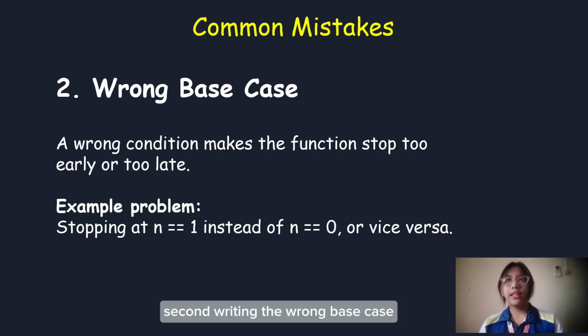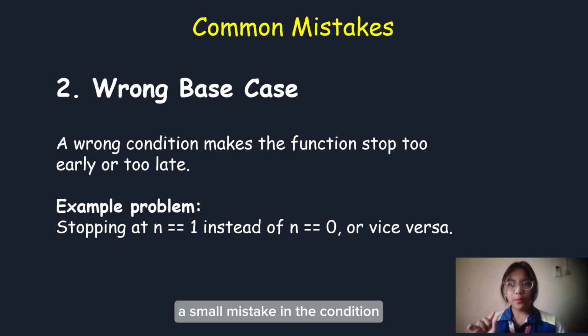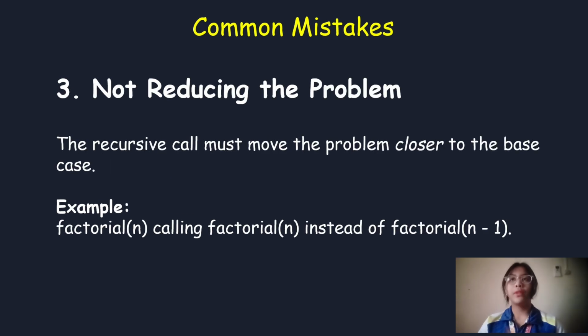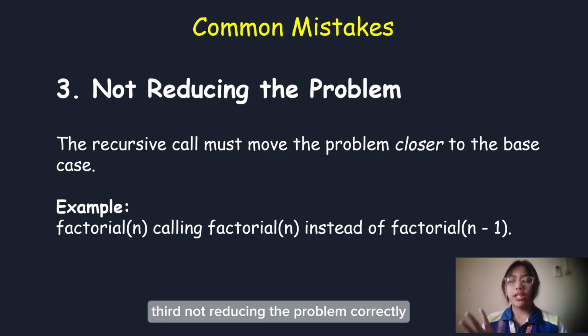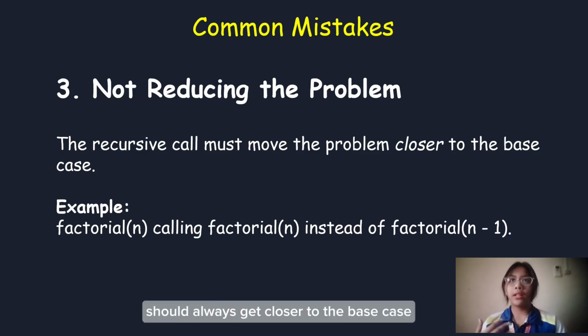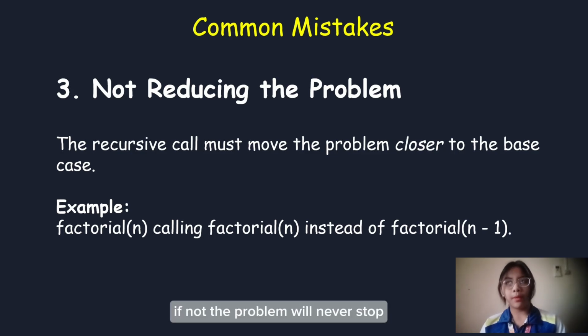Second, writing the wrong base case. A small mistake in the condition can make your function stop too early or too late. Third, not reducing the problem correctly. Your recursive call should always get closer to the base case, if not, the problem will never stop.